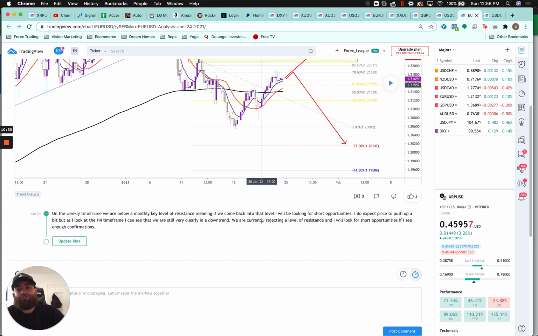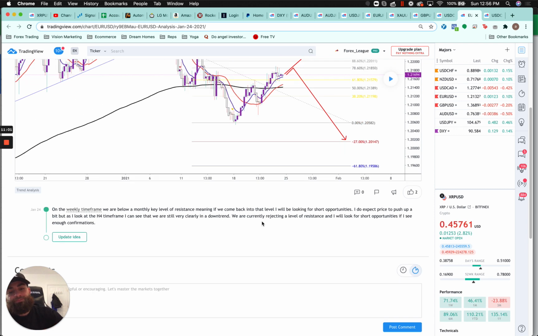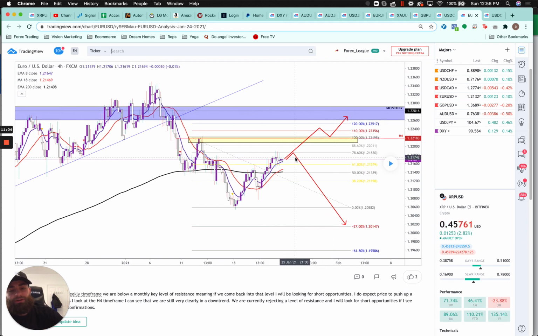So let's go over now to EURUSD. On the weekly time frame, we are below a monthly key level of resistance, meaning if we come back into that level, I'll be looking for short opportunities. So that's this level. If we came up into here, I was looking to short.